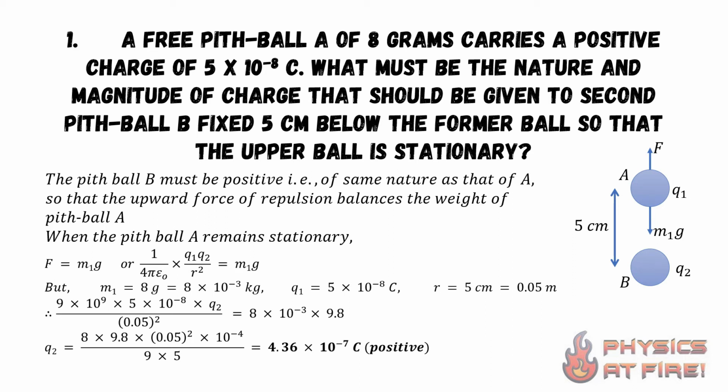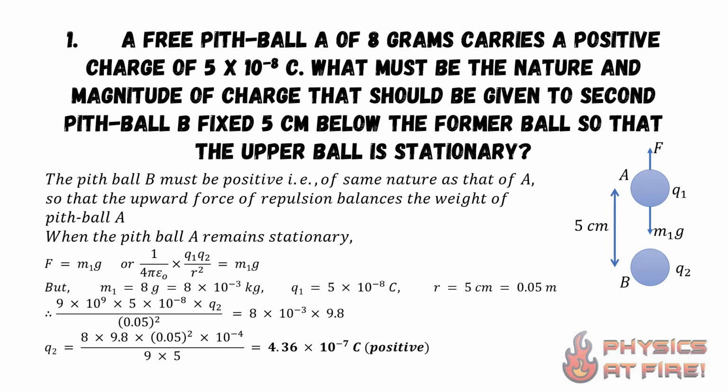When the pith ball A remains stationary, F is equal to m1 g, or 1 by 4 pi epsilon naught, Q1 Q2 by R square, equal to m1 g. But m1 is equal to 8 grams, that is 8 into 10 raised to power minus 3 kg. Q1 is equal to 5 into 10 raised to power minus 8 coulomb. R is equal to 5 centimeters, that is 0.05 meter.